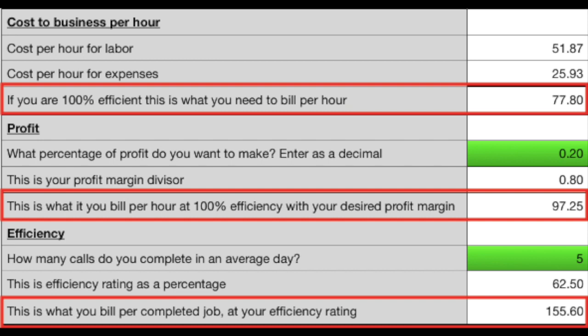So at a lower efficiency, say 5 calls completed per day, that 155.60 is what you would need to bill per completed job because you're not actually completing a job every hour. So I just wanted to clarify that to make sure everybody has the accurate information.